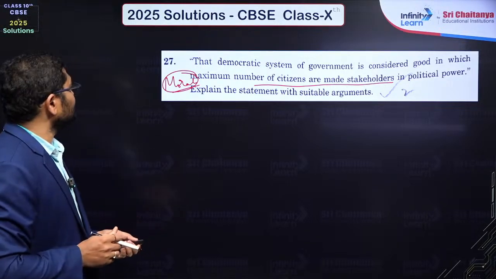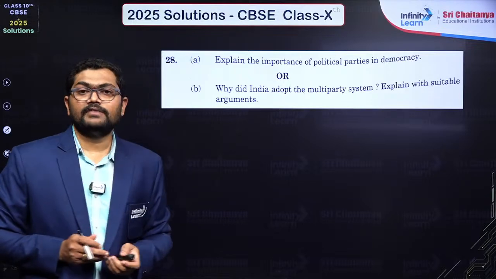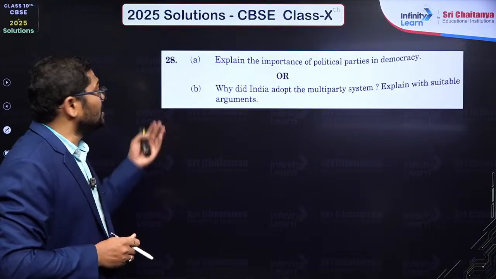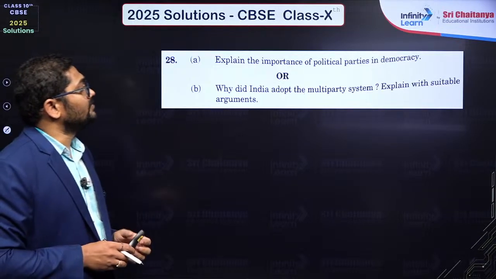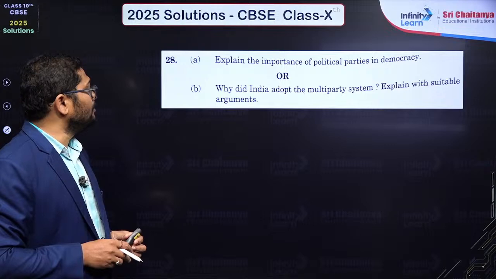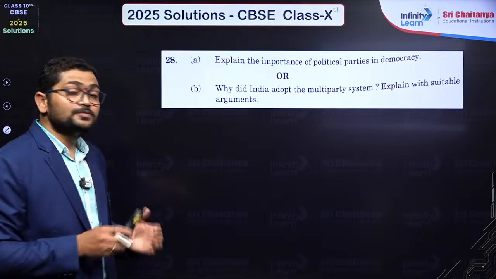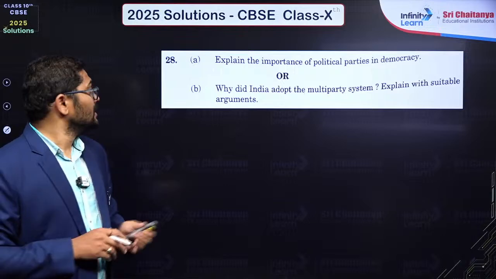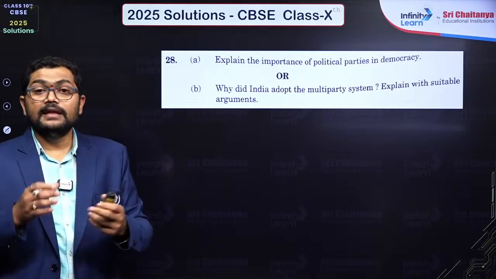Next one, question 28, where we are having the internal choice. 28A, explain the importance of the political parties in democracy. Then 28B, why did India adopt the multi-party system? Explain with suitable arguments. If you see the first one, explain the importance of the political parties in a democracy.